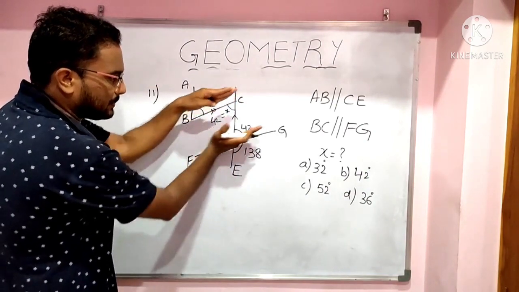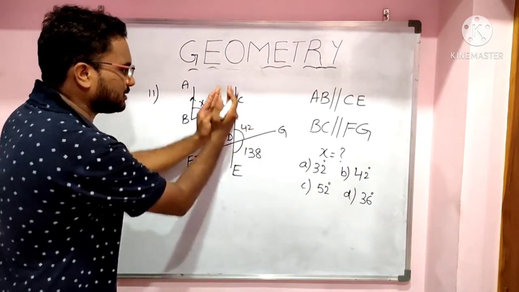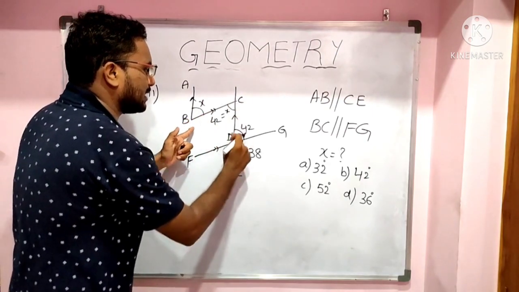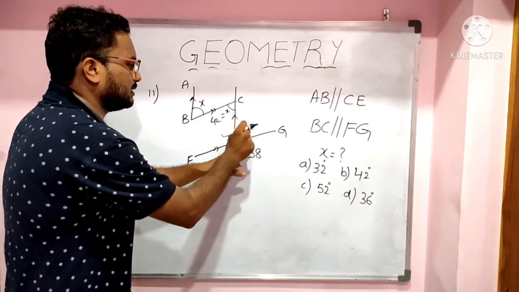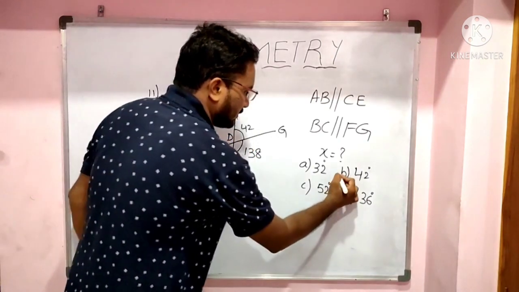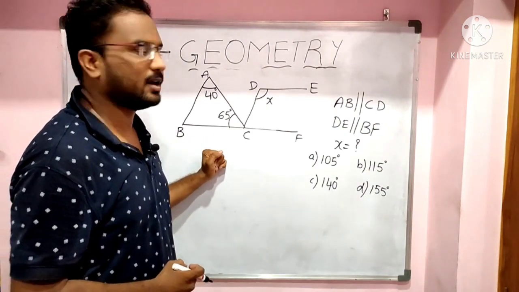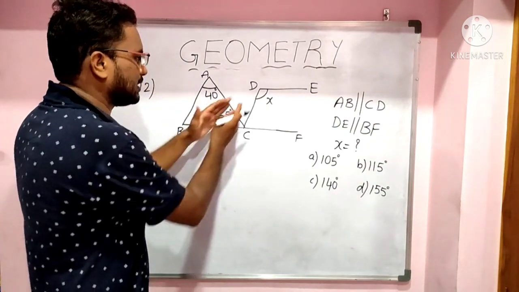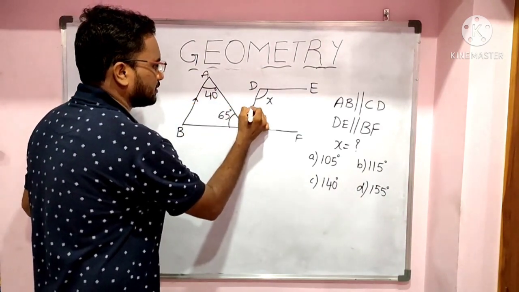These two lines are parallel and this is the transversal. So these two angles are alternate interior angles, Z-shaped angles. So if this is 42, this should be equal to 42. So our answer is 42. Next problem, we are given a figure, and AB is parallel to CD. These two lines are parallel.